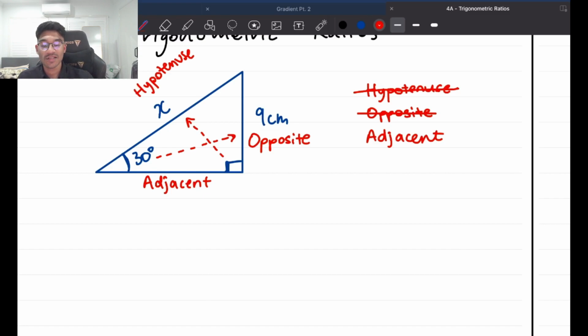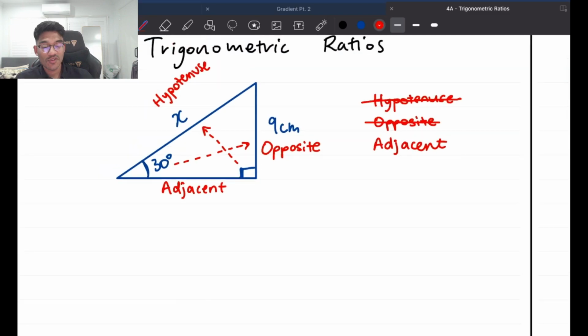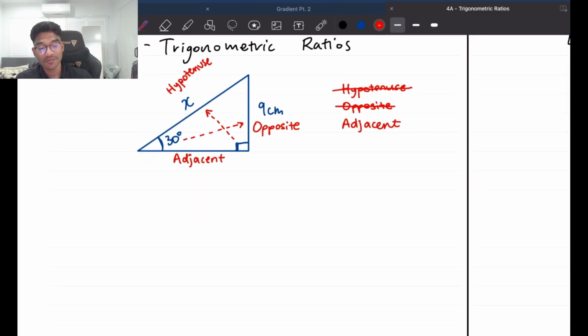Right, so we've got to label our sides. From here, we use one of 3 formulas to work it out. We either use our sine formula, our cos formula, or our tan formula. And here's what they say. The sine formula says if we want to work out the sine of an angle, we do sine theta is equal to opposite over hypotenuse.